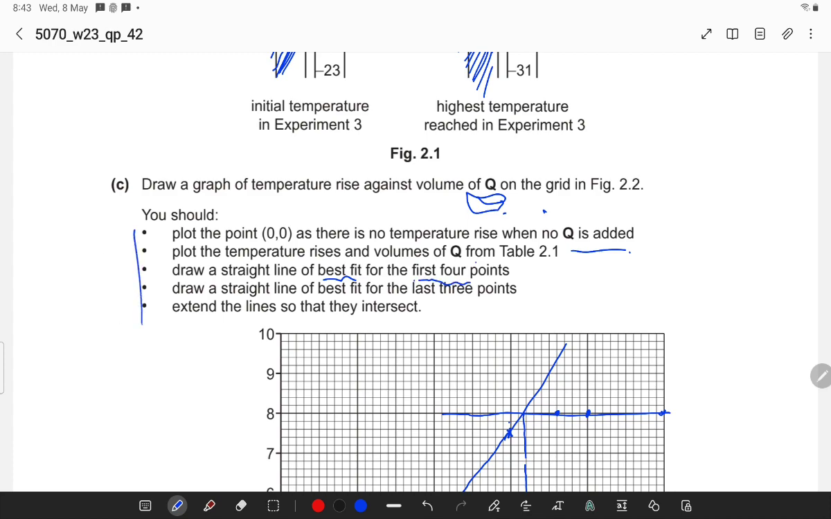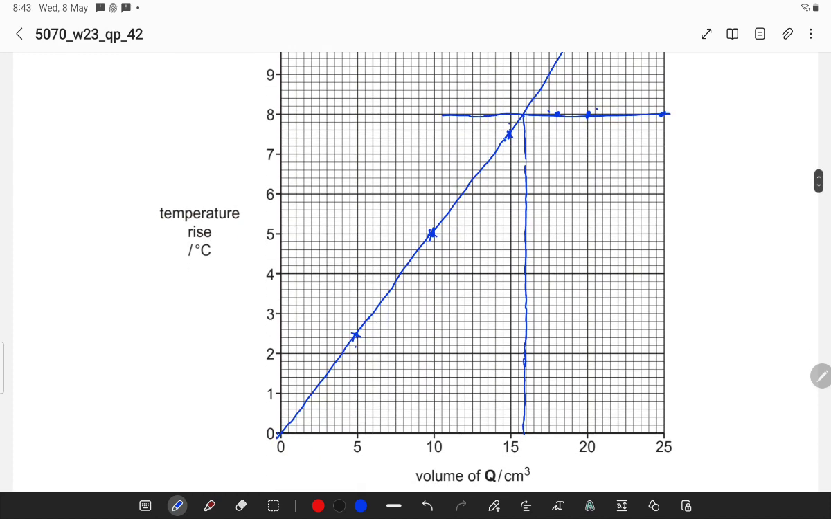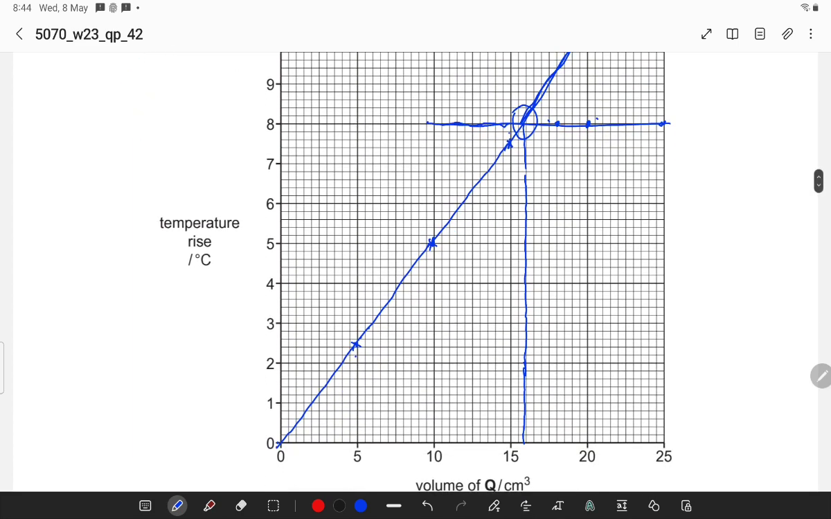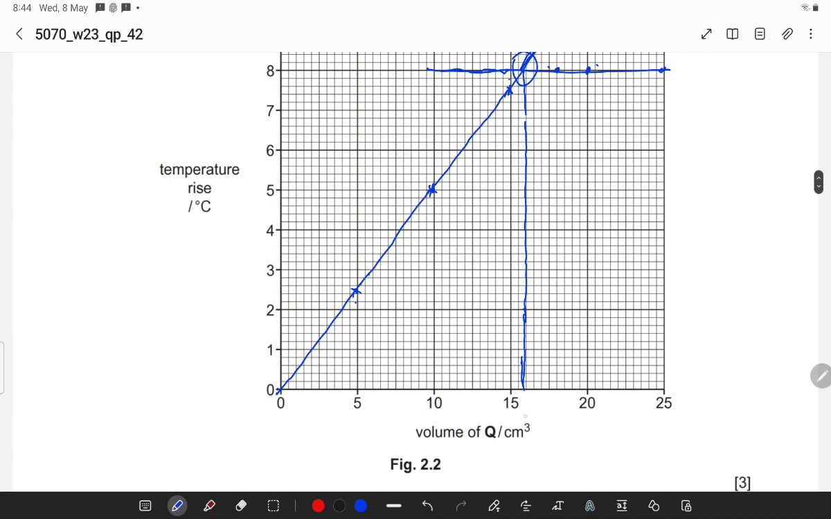So you should follow all these instructions while drawing the graph, and draw a straight line of best fit for 3 points. These are the points 1, 2, 3. This is a straight line, this is a straight line, and these are the 4 points which you draw upward. So this is the intersect. Extend the lines. This is the extension of the line like this, and this is the extension of the second line, and this is the intersect point, and over here the volume is 16, nearly 16 centimeter cube.